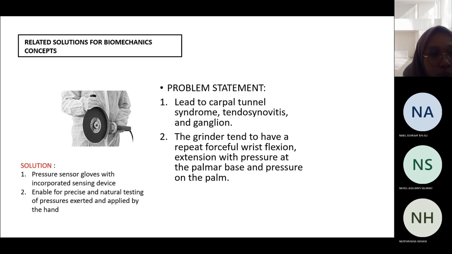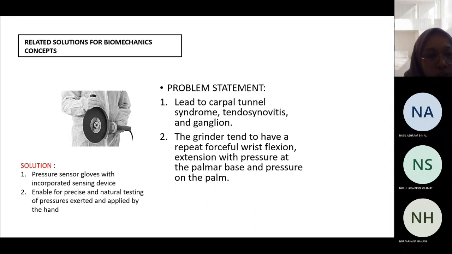Next is the related solution for the biomechanics concept. First is the problem statement. For biomechanics, it will lead to carpal tunnel syndrome, tendinopathies, and ganglion. The grinder tends to require repeated forceful wrist flexion and extension with pressure at the palmar base and pressure on the palm.